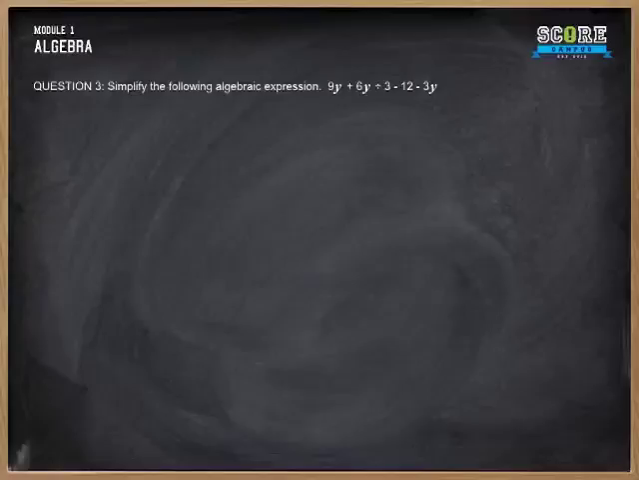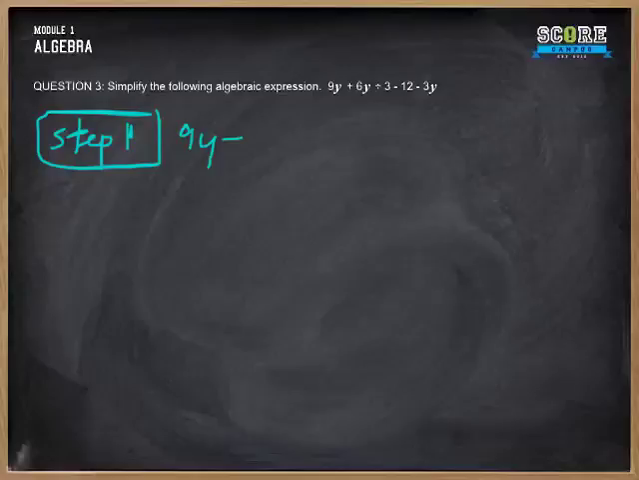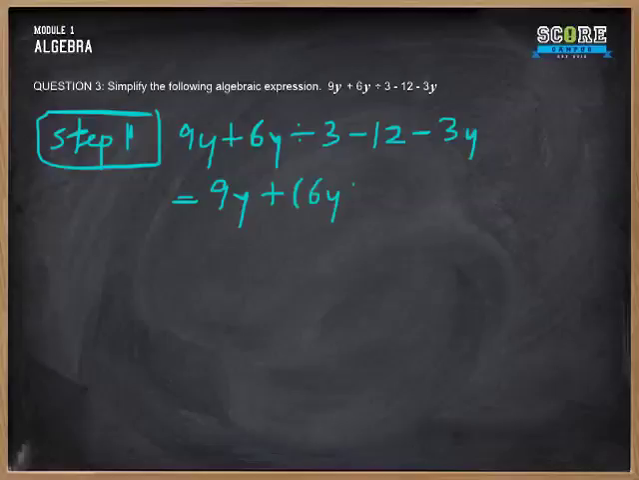So step 1, let's write the original expression. 9y plus 6y divided by 3 minus 12 minus 3y. So now let's add in the brackets, which equals 9y plus, let's put the bracket there as a division, 6y divided by 3. Nothing has changed. You're just putting in a bracket to make it easier for you. Minus 3y minus 12. Now 6y divided by 3, you get 2y.